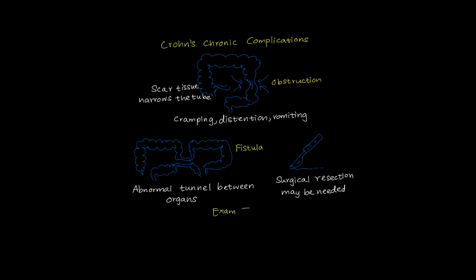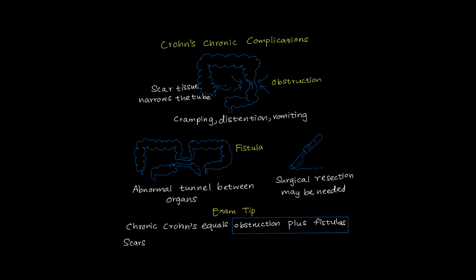Rapid upper gastrointestinal bleeding is more typical of peptic ulcers or esophageal varices. Sudden pancreatic enzyme deficiency fits pancreatitis or cystic fibrosis, not Crohn's. Immediate liver cirrhosis is linked to alcohol, hepatitis, or biliary disease over years. Here's a D444 OA exam tip for you. Chronic Crohn's equals obstruction plus fistulas. Memory hook. Scars narrow the tube, tunnels break the wall.